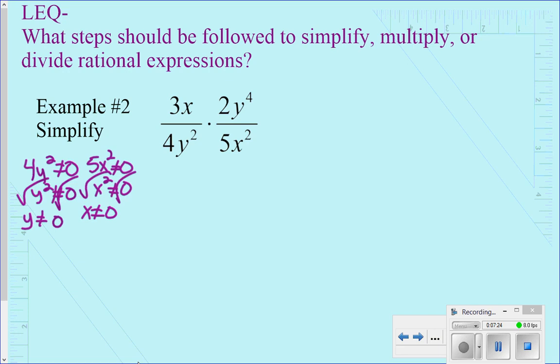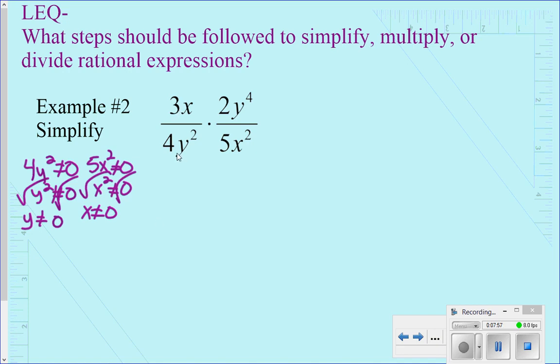One of those is preferable to the other. The preferred method is simplify first and then multiply. And the reason for that is when you simplify first, you're dealing with smaller numbers and smaller exponents. But if you multiply first, then the numbers are getting bigger and the exponents are getting bigger. And then you have to try and simplify bigger numbers. Whereas if you simplify first, the numbers are nice and small, and then you're multiplying small numbers. So it's always preferred to simplify before you multiply.